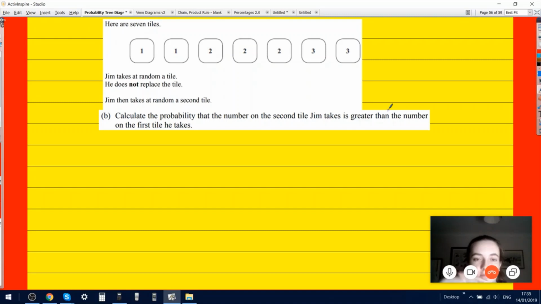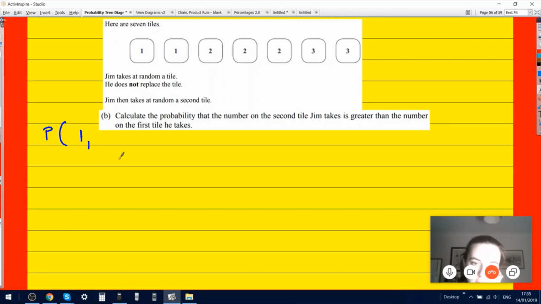5 out of 6. Enough. Well, what's the... Oh wait, no. What are the successful outcomes? The 2s and the 3s would be if he got 1 first. Okay, so 1 and then what are all the possibilities?